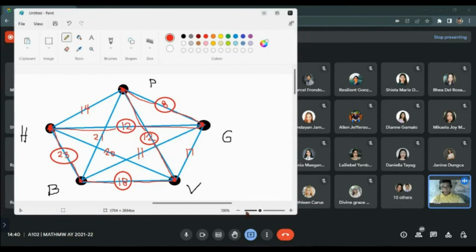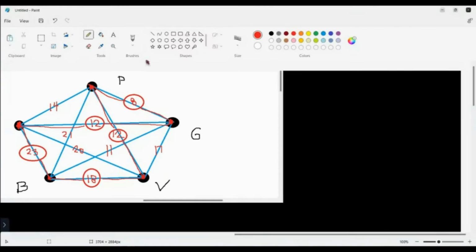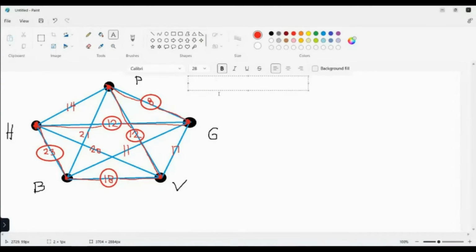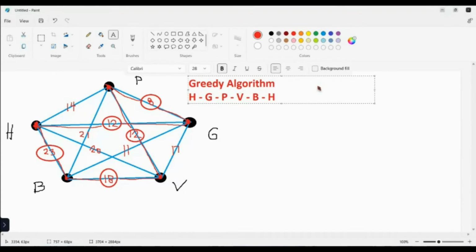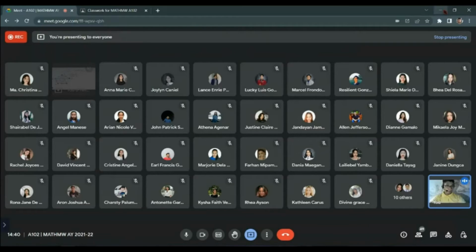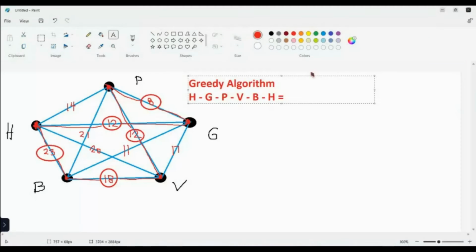Okay. So let's demonstrate this. The greedy algorithm. I want you to total the driving time already para dire-diretso. So that is from home to the grocery store, to post office, to video rental store, to the bank, and going back home. What is our total driving time? 73 po. John Patrick, 73 minutes.